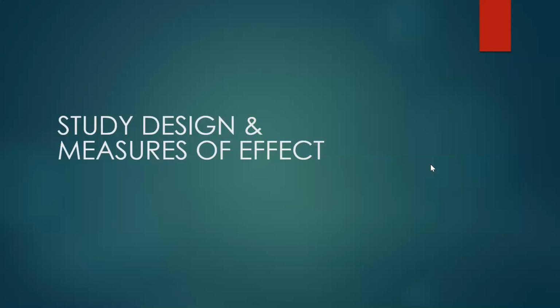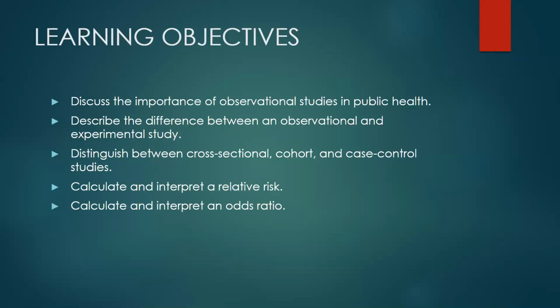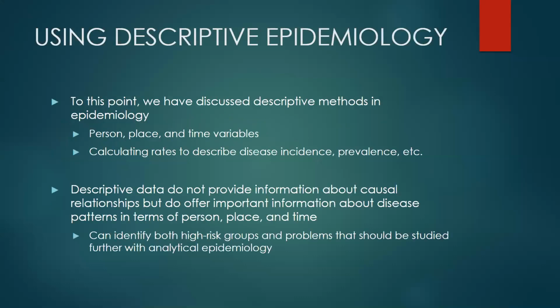Hi there, in this video I'll be talking about study design basics and some measures of effect that go along with them. So quickly, the learning objectives are to talk about why observational studies are important in public health, to distinguish between observational and experimental studies, and specifically we'll talk about cross-sectional, cohort, and case control studies as examples of observational studies. We'll also talk about how to calculate and interpret both relative risk and an odds ratio.